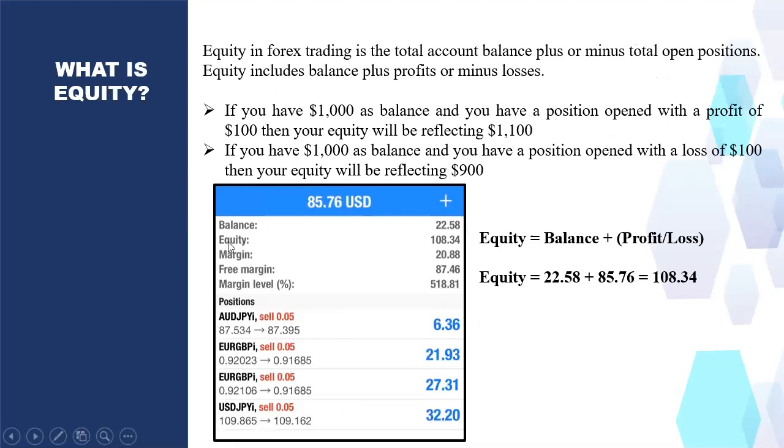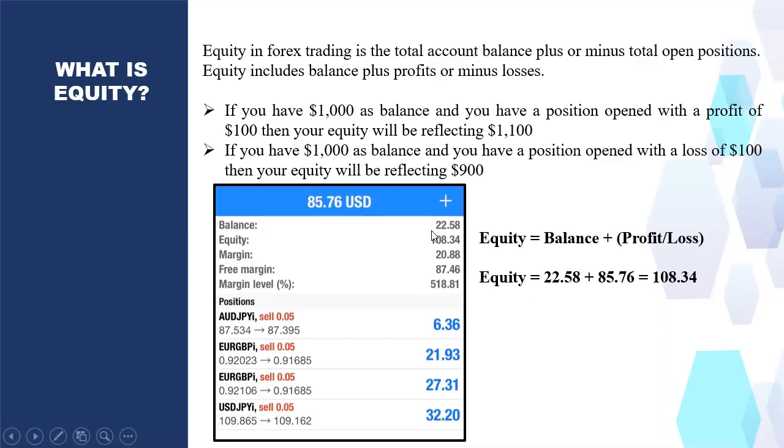Equity is the next subtopic here. In forex trading, equity is the total account balance plus or minus total open positions. Equity includes balance plus profit or minus losses. Now look, this is the equity in this place. This is the formula for it. Equity is equal to balance plus profit or losses. So remember that if it's a loss, it will be negative, so it will be plus minus, and plus minus is minus.